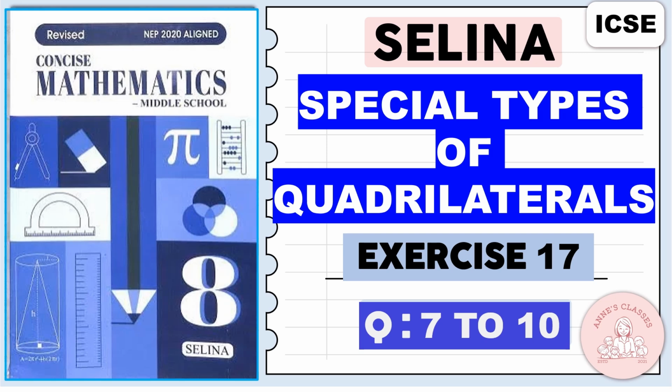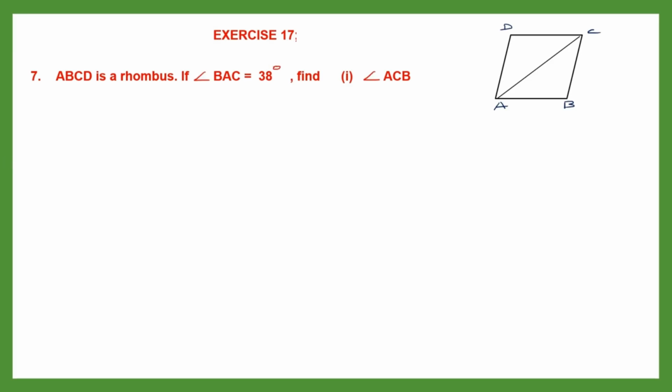Let's do special types of quadrilaterals, exercise 17. We are with question 7. ABCD is a rhombus. So we have a rhombus here. A rhombus is a quadrilateral in which all sides are of equal length. So ABCD, this is a rhombus given to us, and angle BAC is 38 degrees.